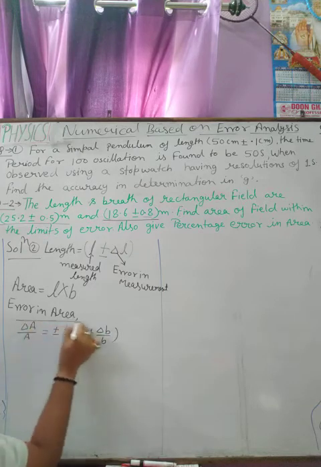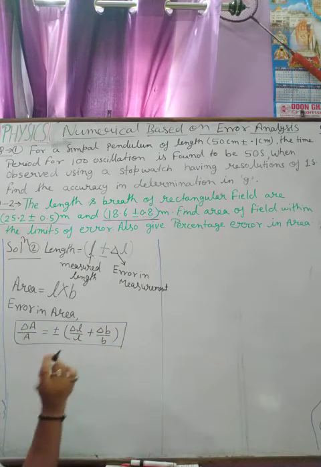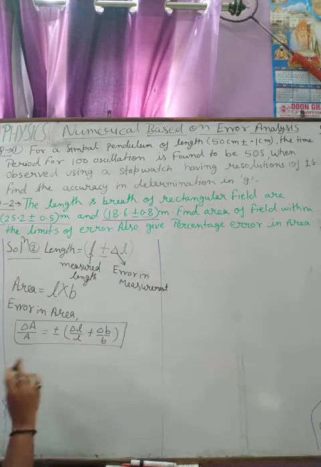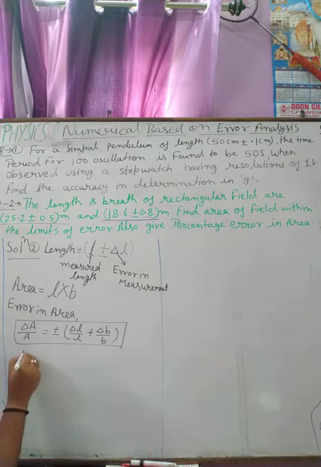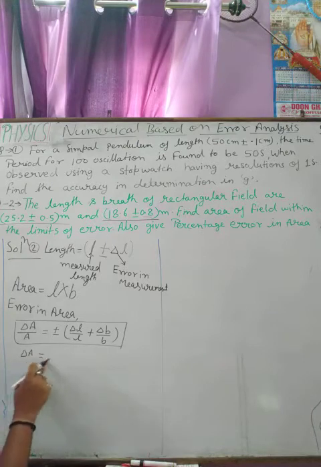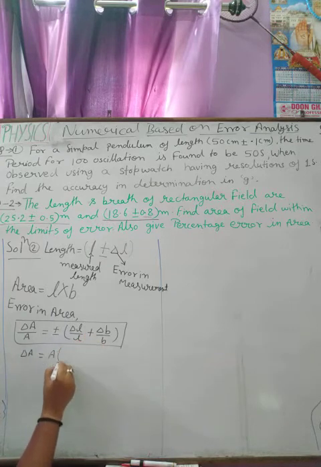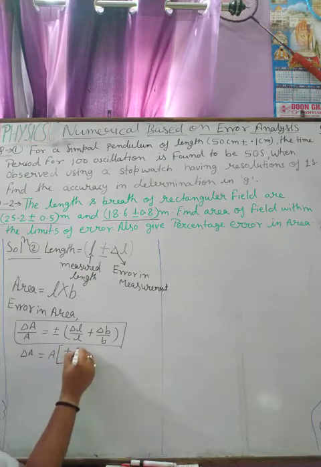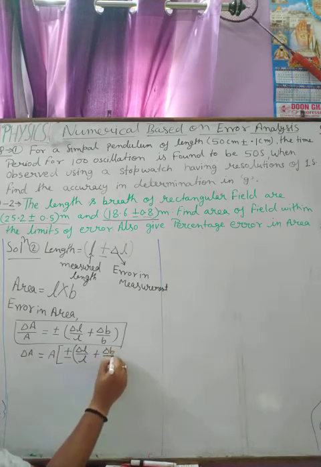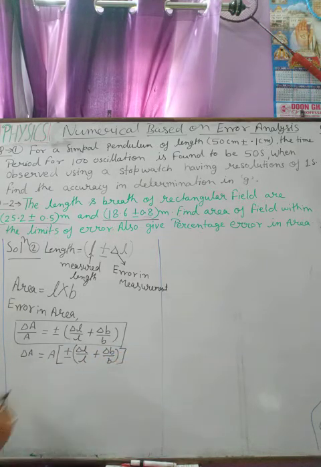ये एक फॉर्मूला हम यूज करते हैं for the error in area. Then students, next we need to calculate the error. So error, ΔA, meaning error in area is ΔA. This whole result we multiply with A and this value, that is ± (ΔL upon L plus ΔB upon B). This is the error in area.